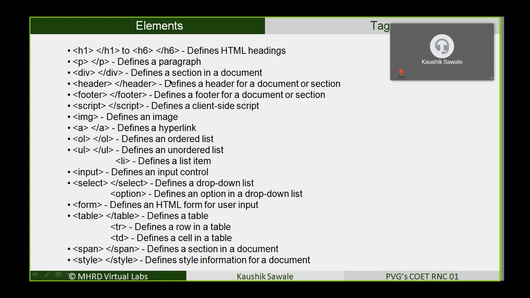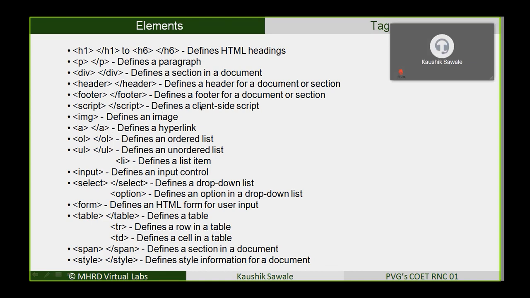The div tag means division, you can say, defines a section in a document. If you want to make a website of many sections, the div tag makes it easier to edit and format it whenever you want. Header tag means the header for a document or a section. At the top means that is header. The footer is for the document, at the last of the document, that is the bottom section.